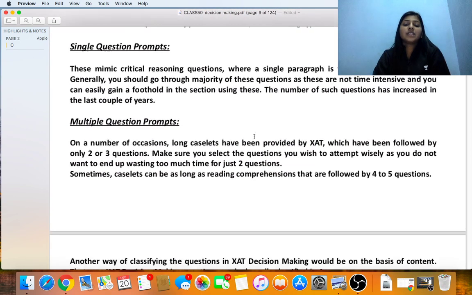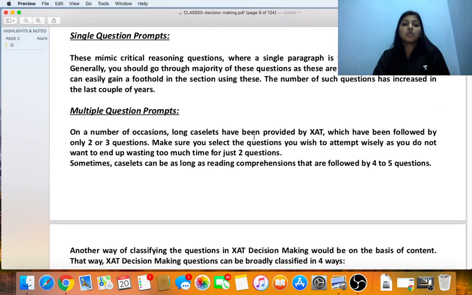The types of questions can be single question prompts or multiple question prompts. Single question prompts usually have 2 or 3 lines of information followed by just one question, whereas multiple question prompts have longer caselets which can be followed by 2, 3, 4 or 5 questions. Sometimes even 6 questions have been seen in past year papers.